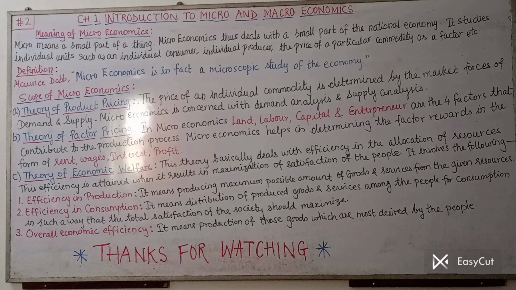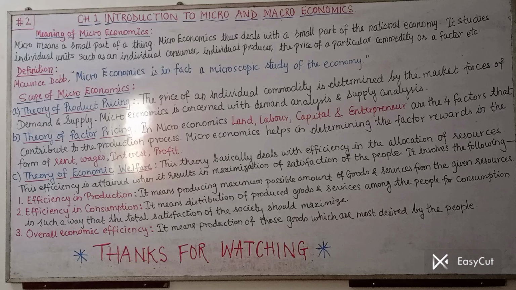And the last one, overall economic efficiency. It means the production of those goods and services which are most desired by the people. That means whatever is the people's requirement, that should be fulfilled first. So the priority should be given to people's choice, and thereby we can achieve overall economic efficiency. So with this the theory of economic welfare is over. These 3 points are considered.